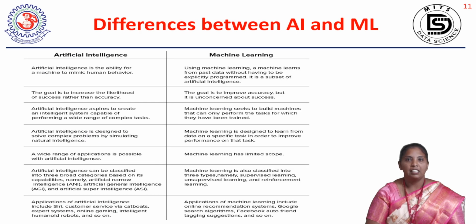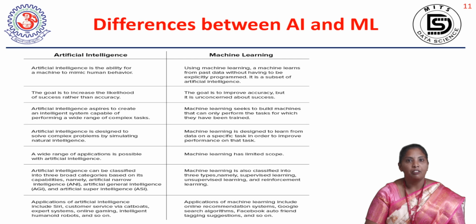Next one, we can see the differences between AI and ML. We already know that machine learning is a subset of artificial intelligence, and deep learning is also a subset of artificial intelligence. Let us see a few of the differences between artificial intelligence and machine learning. Artificial intelligence is the ability of a machine to mimic human behavior, but machine learning is a subset of artificial intelligence. It is going to imitate the human brain.